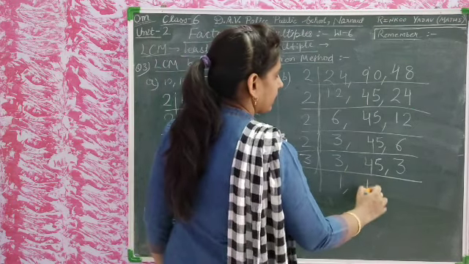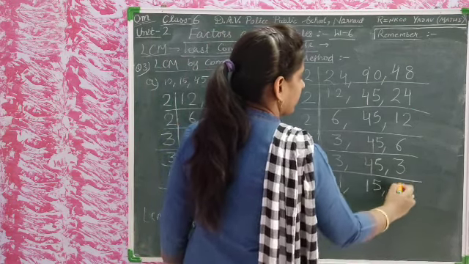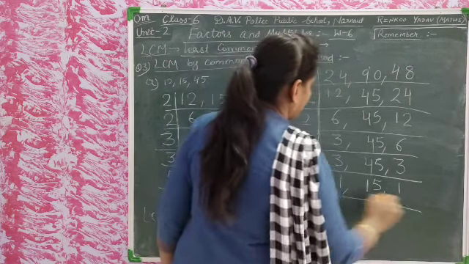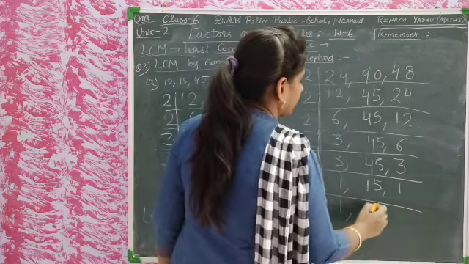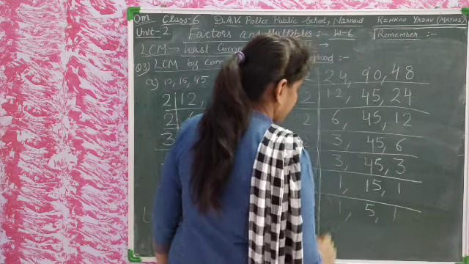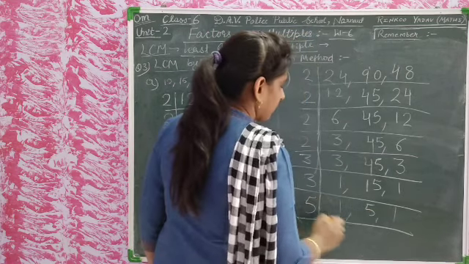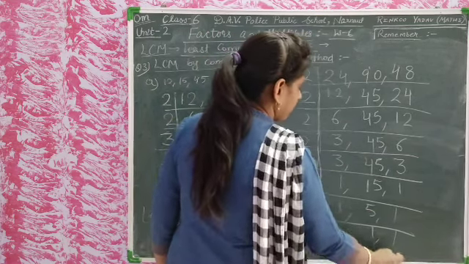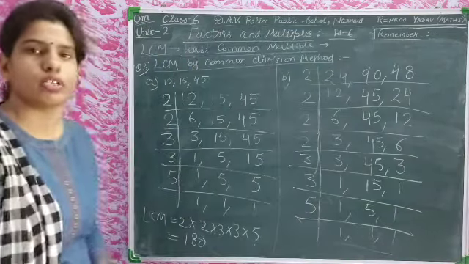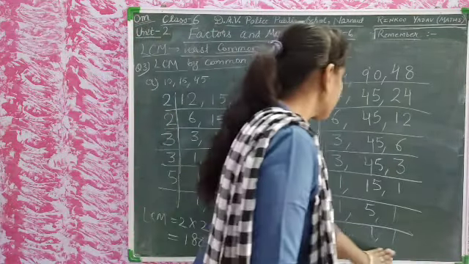3 1s are 3, 3 1s are 3, 3 5s are 15, 3 1s are 3. Now again it will be divided by 3. 3 1s are 3, 3 5s are 15, 3 1s are 3. Now again it will be divided by 5. 5 1s are 5. There are 1s at every place.